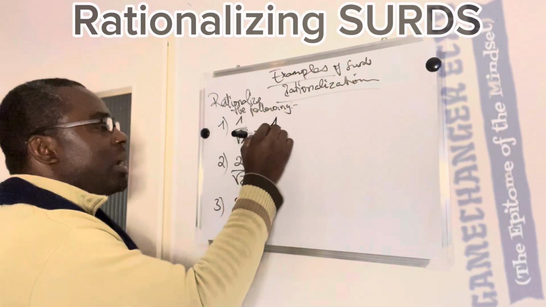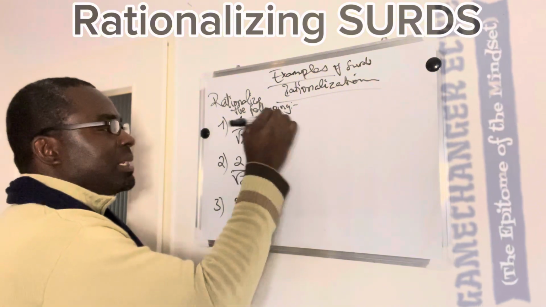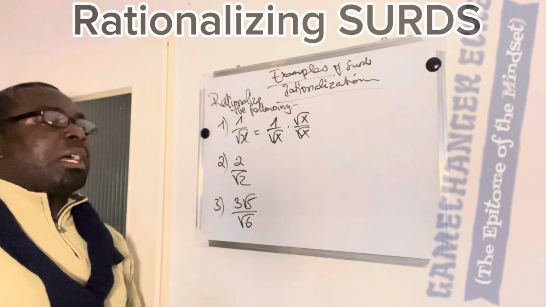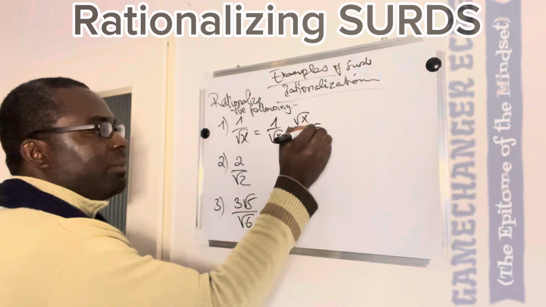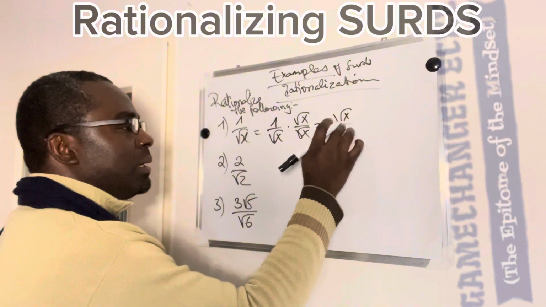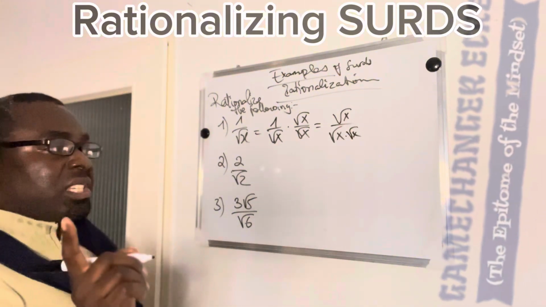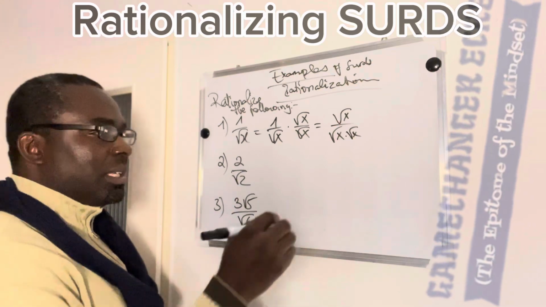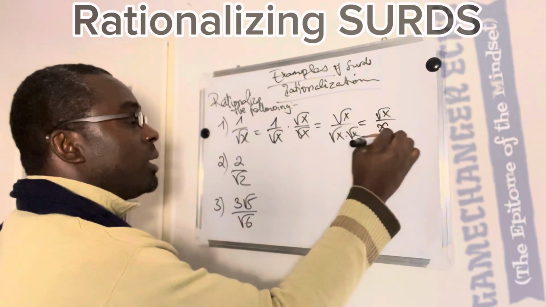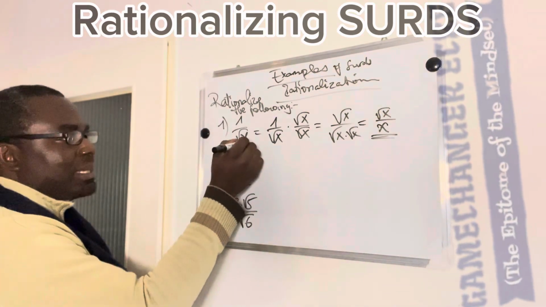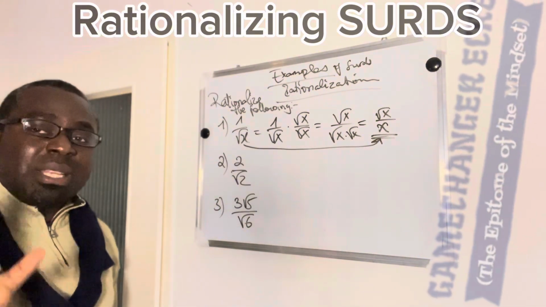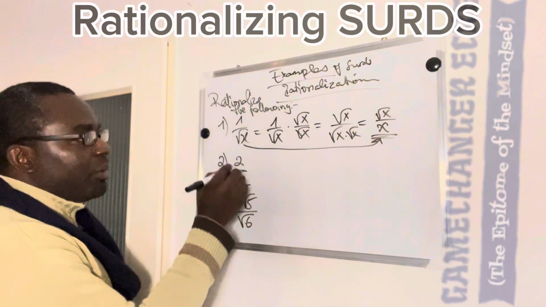Here we take 1 over root x times root x over root x. You cannot multiply it directly; you can only multiply like this. Root x times root x gives us root of x over root of x times root of x. We have already seen previously that root of x times root of x gives us x. So this will now be root of x over x. You can still write this number as this; they still mean the same thing. Number two, you have been asked to rationalize this.